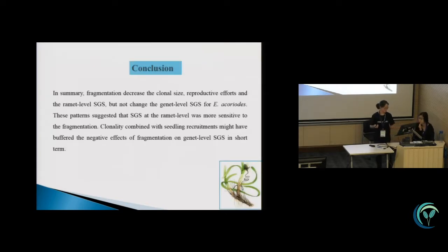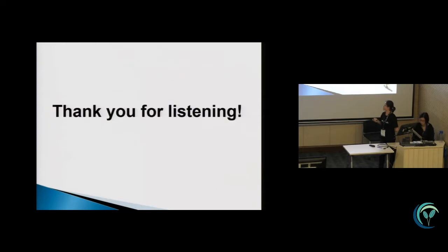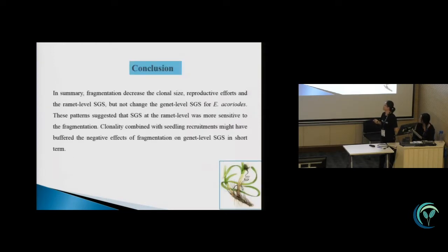Okay, here's the summary. In this study, we found that fragmentation may decrease the clone size, reproductive efforts, and the ramet-level SGS, but not change the genet-level SGS for Enhalus. This pattern suggests that SGS at the ramet level was more sensitive to fragmentation, and clonality and seedling recruitment might buffer the negative effect of fragmentation on the genet-level SGS for Enhalus.